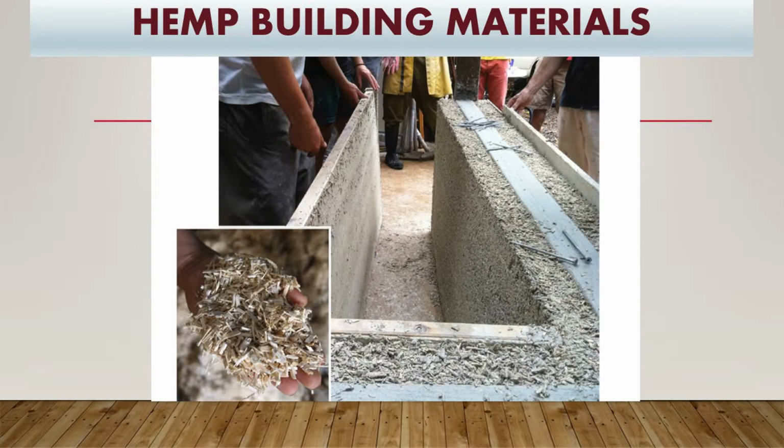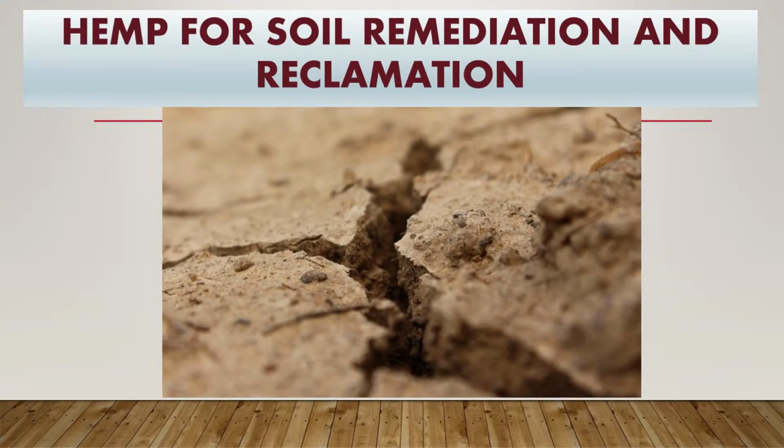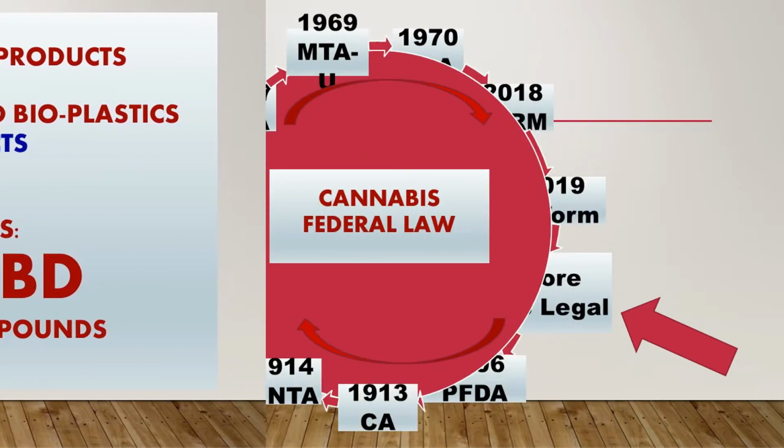And it is used in nanomaterials such as graphene-like nanosheets used for supercapacitor electrodes. Hemp is used for soil remediation and reclamation. Hemp is also used in many cosmetic products, and it is used in 3D printing filaments, bioplastics, and many other products.